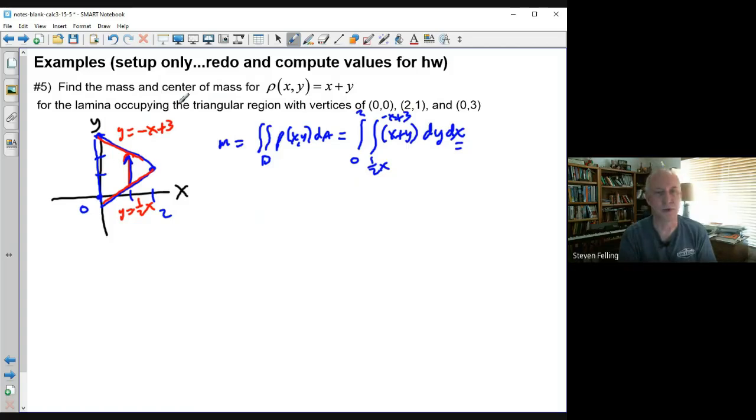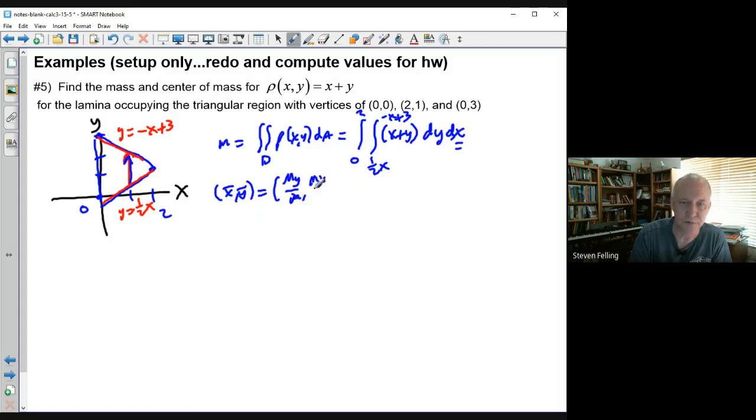Okay, now if we want to compute the center of mass, that means we have to take My over the mass and Mx over the mass. So I also need to have integrals for My and Mx. So let's go ahead and do the setup for those.